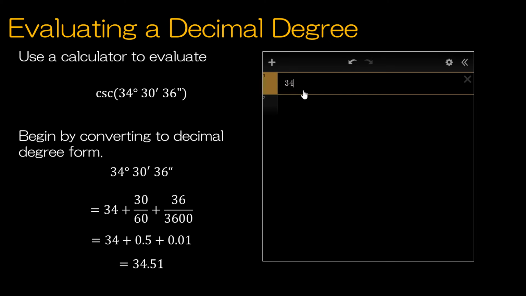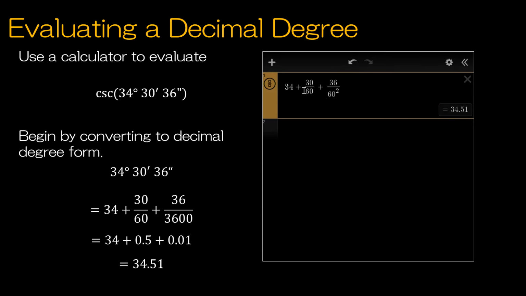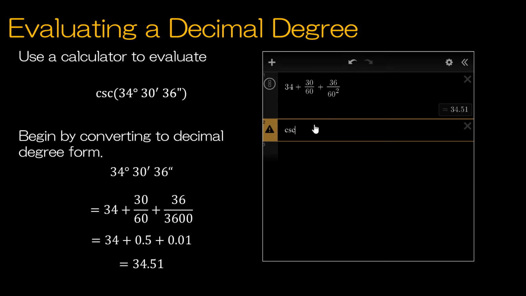You're going to put 34, which is the number of degrees. You're going to add the number of minutes, 30 divided by 60, and then you're going to add the number of seconds, which in this case is 36, divided by 60 squared. I did put 3600, which is 60 squared, but that's how you're going to do it, because there's 60 minutes in an hour, and then 60 squared for seconds. So we get 34.51. Now I'm asked to find cosecant of that value, and I can do that just using my calculator.